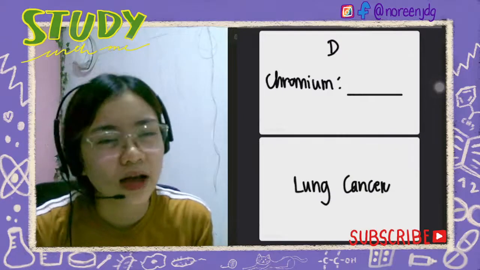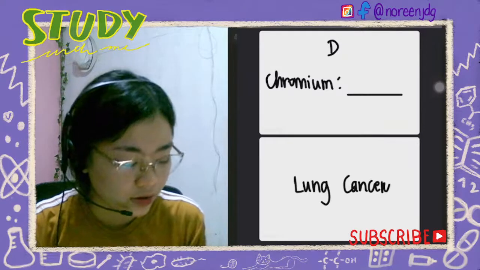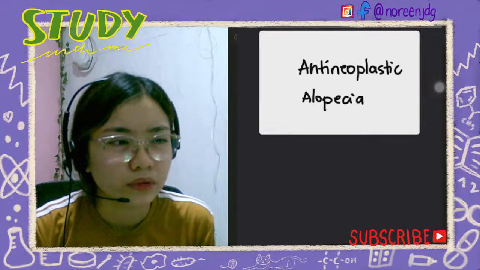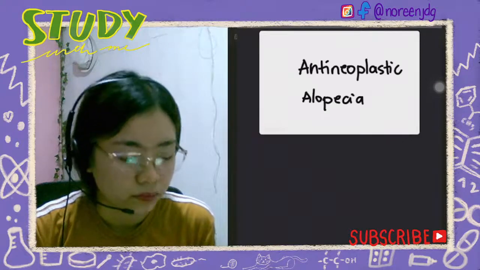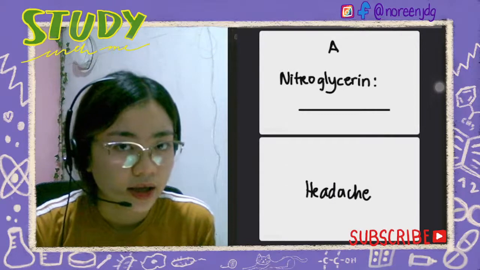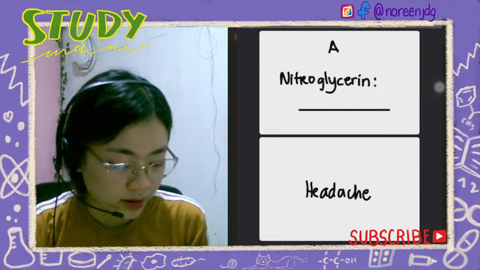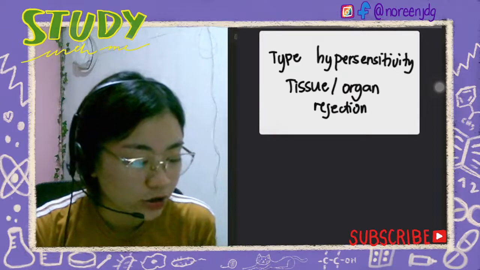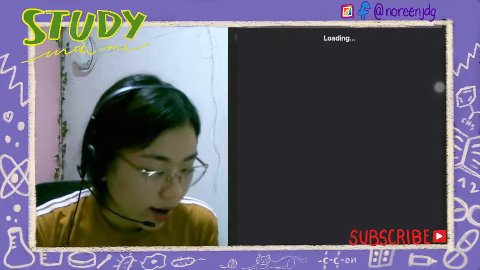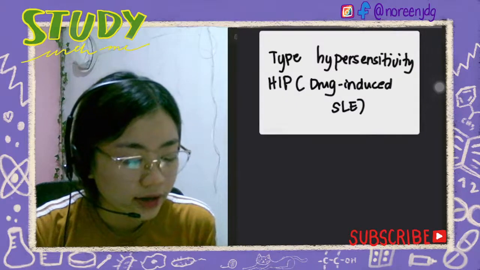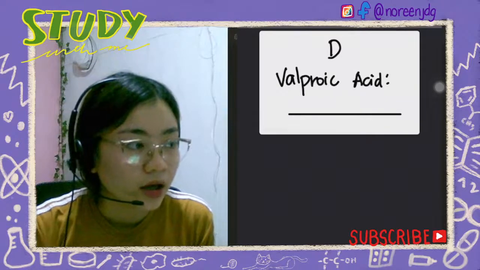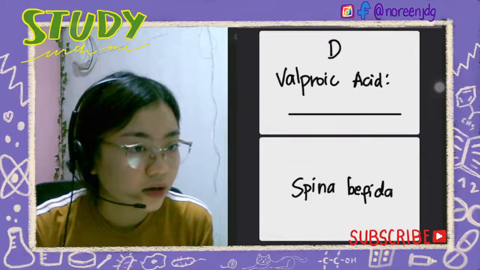Nalilito ako sa chromium at cadmium kasi they're both C. Chromium ang lung cancer. Again, antineoplastic, alopecia. Ano tinatanong dito? Type A. Nitroglycerin, headache, kasi nitroglycerin is a vasodilator. Cadmium, ito yung prostate cancer. Hypersensitivity, tissue organ rejection, type 4. Drug induced, type 3, immune complex. Valproic acid, ito yung spina bifida. Tama.